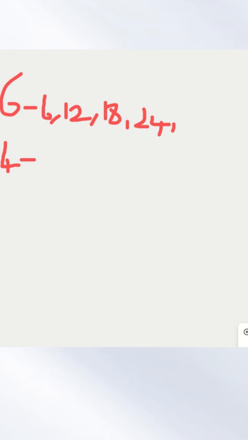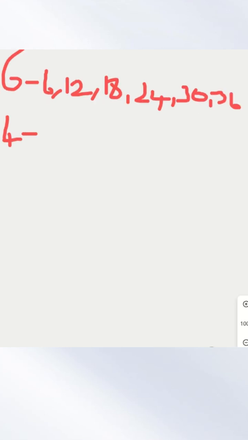For example, you have 6 here, and you have this 4. What are the multiples of 6? You have 6 times 1 is 6, 6 times 2 is 12, 6 times 3 is 18, 6 times 4 is 24, 6 times 5 is 30, 6 times 6 is 36, and so on. These are multiples of 6.